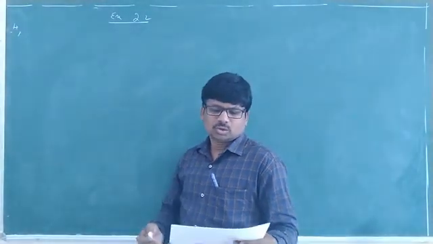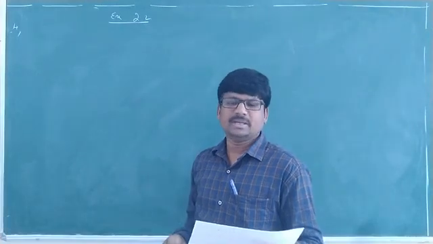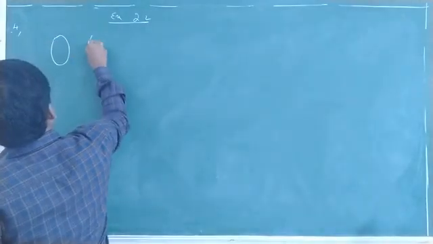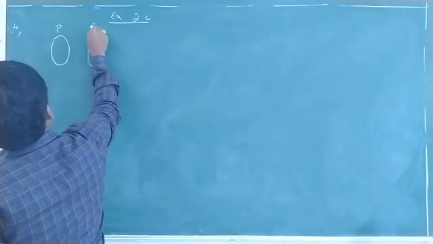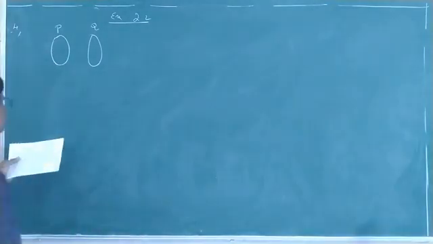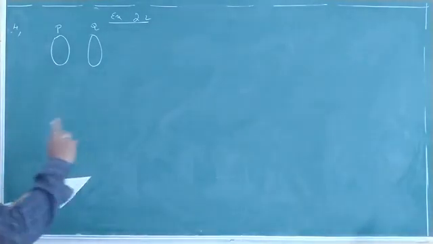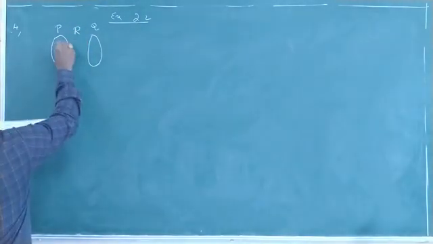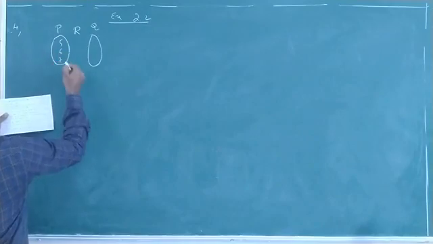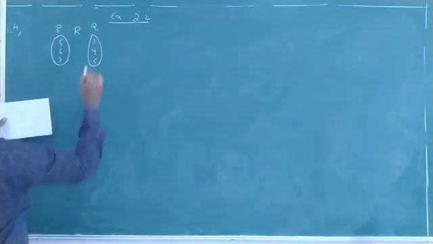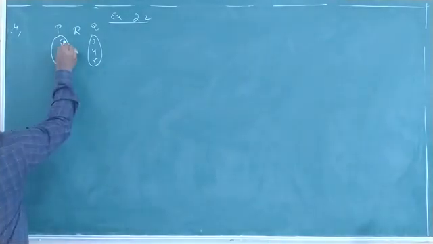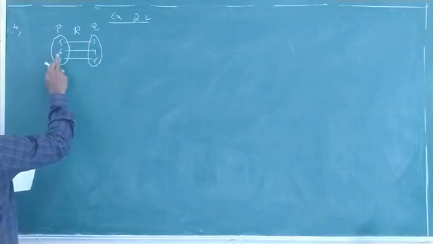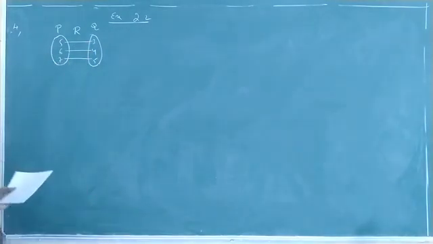The figure shows a relationship between the sets P and Q. One diagram is given here, with set P and set Q. That means one relation is given from P to Q. What is the relation given here? 5, 6, 7 and 3, 4, 5. There is a relation between these two elements, shown by the arrows.